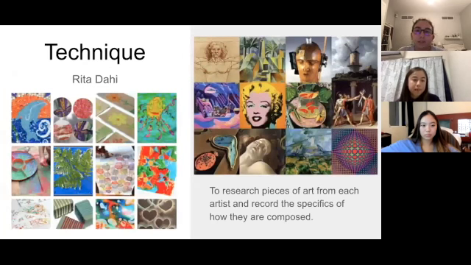My role in the group was to research pieces of art from each artist and record the specifics of how they were composed. This included finding the name, date of production, techniques used, and dimensions of each image using various different databases. Doing so allowed me to look at the many different techniques that are used within Middle Eastern art, and it was also very interesting.